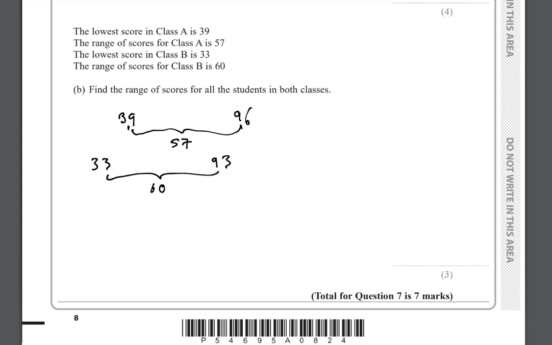Find the range of scores for all the students in both classes. Well, you've got the lowest score is 33, the highest score is 96, so the range is the difference between those. 96 minus 33 is 63.